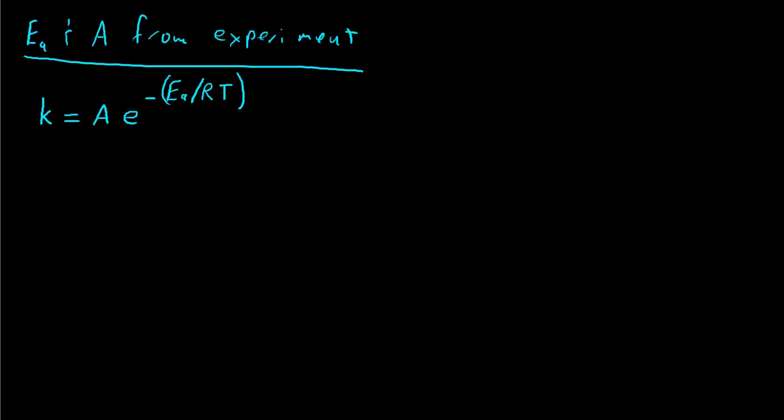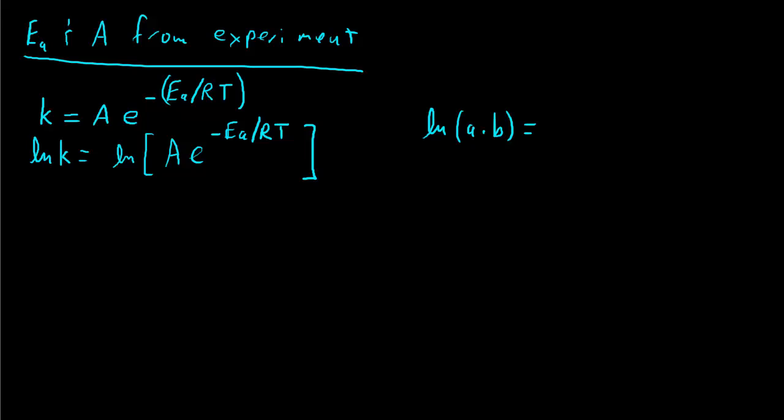And so what I'm going to do to rewrite this equation is a little bit of math on it. I'm going to take the natural log of both sides of this equation. It's an equality, so I have to do it to both sides. So I have the log of k equals the natural log of A e to the minus EA over RT. There's a property of logarithms that you might remember, that the natural log of A times B is equal to the natural log of A plus the natural log of B. So I'm going to use that to separate this A and this exponential function.